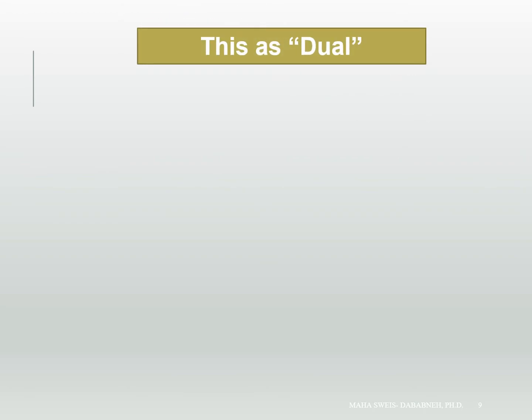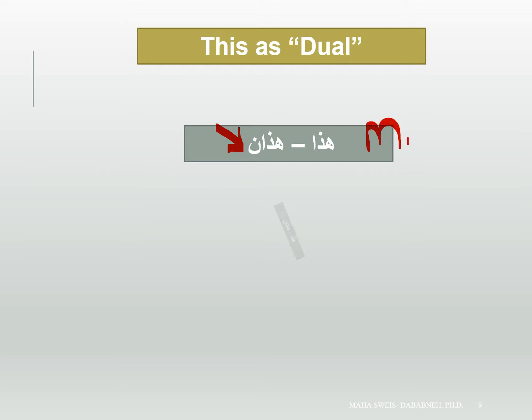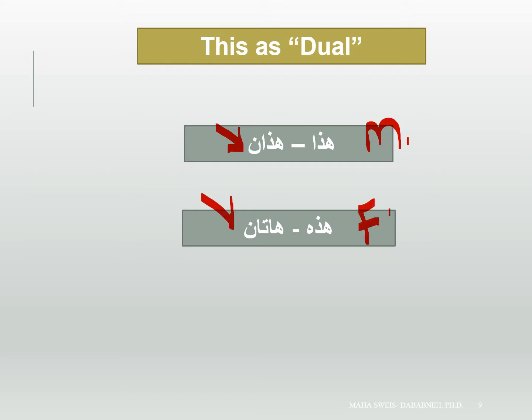Now let's talk about this as a dual noun. In Arabic we have this for singular and we have it for dual noun. هذا for this singular, هذان for this dual noun masculine. هذه for this, feminine, singular. هاتان for this, feminine, dual noun.